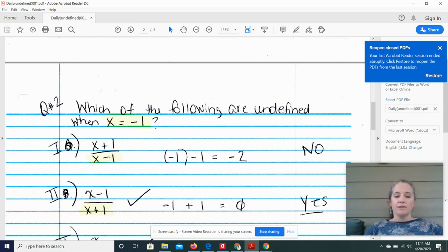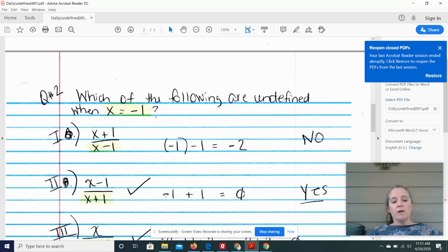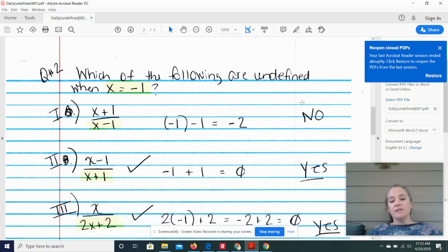So all we're doing here is plugging that -1 in for x on the bottom of these fractions. So x minus 1, -1 minus 1. We know with our integer rules, when you have a negative, you're taking more away, you're going to get a negative, -2. Okay, x plus 1, -1 plus 1. We're just plugging that -1 in each time. -1 plus 1 is 0. So this one is not undefined, this one is.